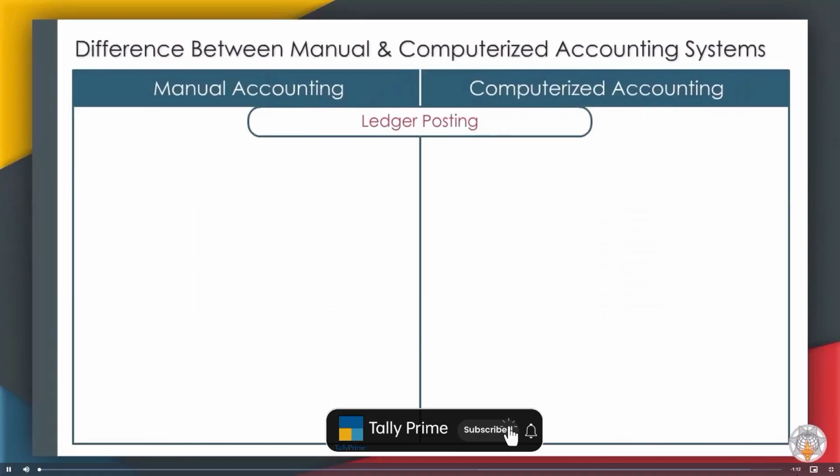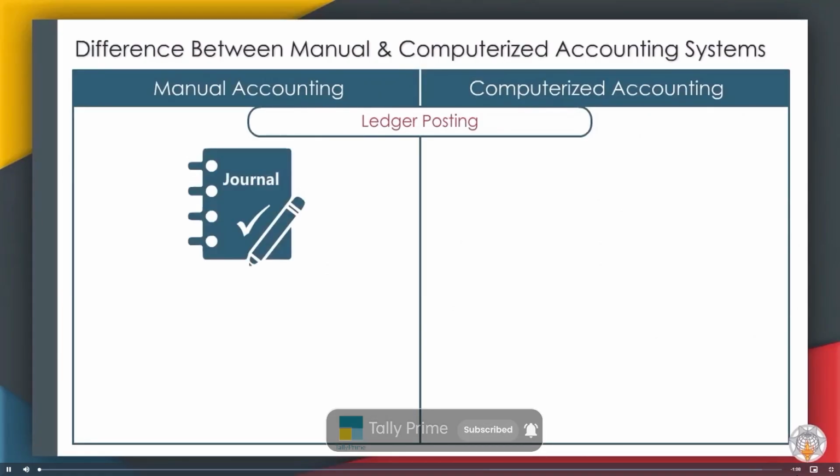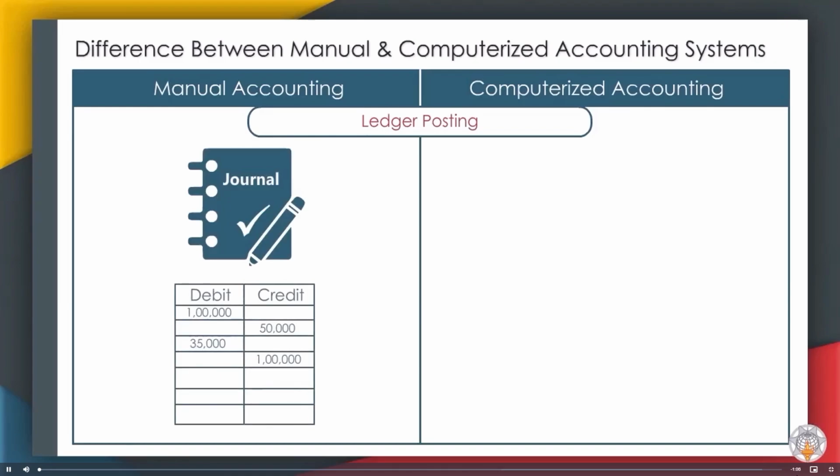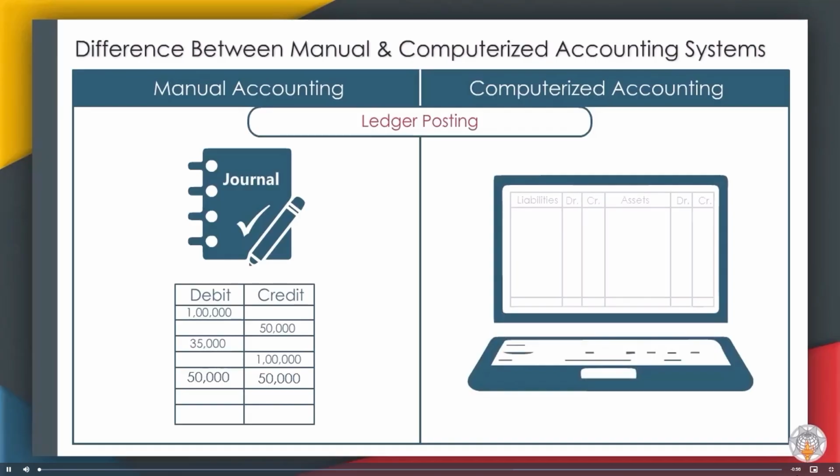Ledger posting. In manual accounting, the journal is manually checked and then figures are transferred to the debit or credit side of related accounts through manual posting. Computerized accounting systems automatically process input data and create all the ledgers because voucher entries are passed under the respective ledger accounts.